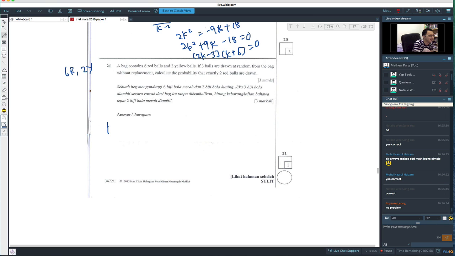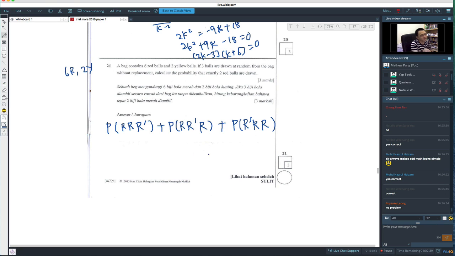So that means I can have something like this. This is red color, red color, the last one is not the red color. Or the first one is red color, second one is not the red color, last one is red color. Or the first one is not the red color, second and last one is red color. You only have 3 possibilities here. So what I will do is, my red color I have 6, right? So if the first one I take is 6.